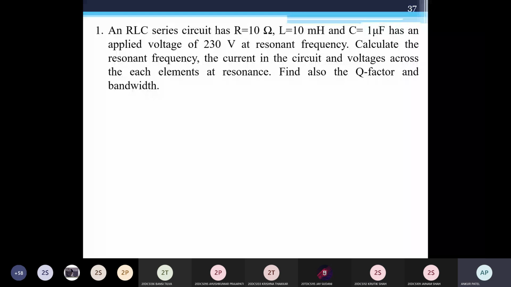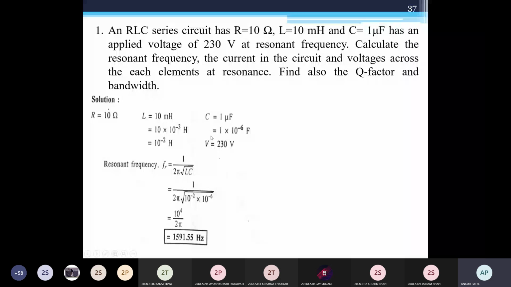Okay, so these are the given data. Fr equal to 1 upon 2 pi under root LC. So this 10 into 10 raised to minus 3, we can write as 10 raised to minus 2, and this is 10 raised to minus 6. So we have 10 raised to 4 divided by 2 pi. So that is 1591.55 hertz.